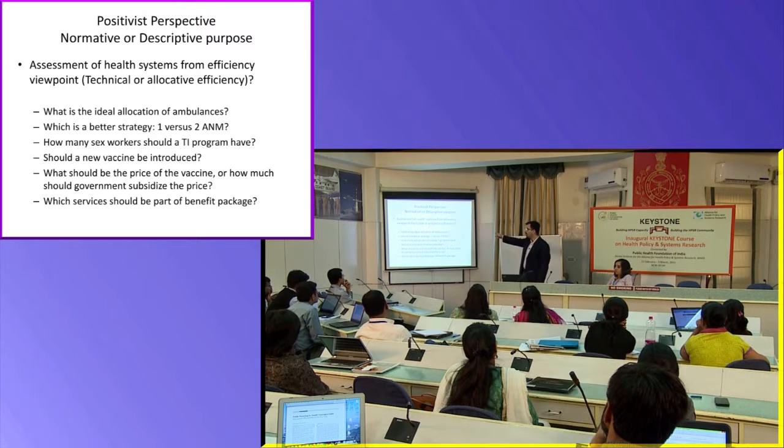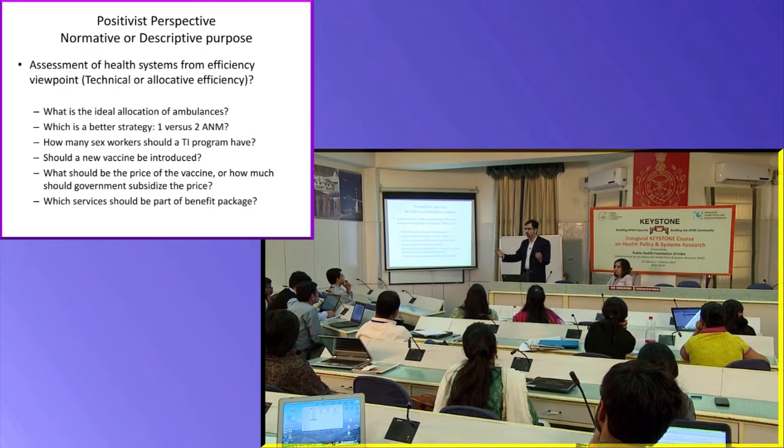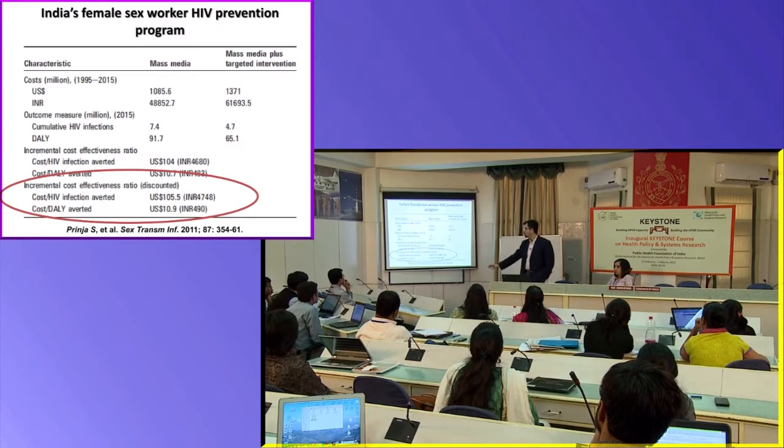So the second question is also a question of service delivery. How do we deliver services? 1 ANM or 2 ANM? Similar is the kind of question. Do we have a public model, or a public plus private model, or a pure private model? Which is more cost effective? Which is the one which is more efficient? And let's have some kind of evidence.